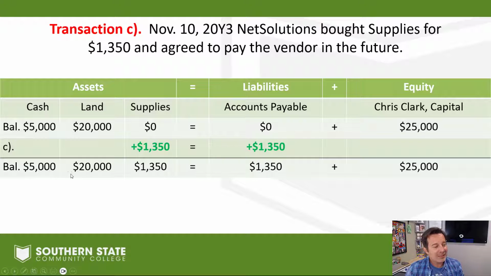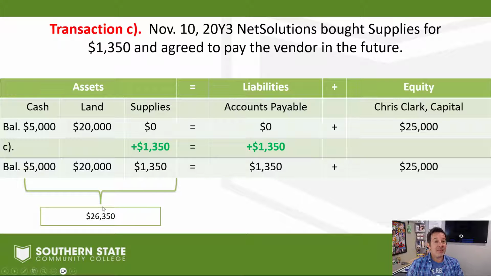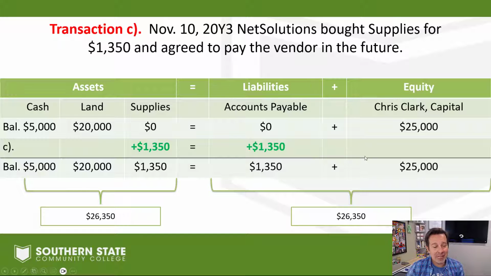And my new balances, I now have $1,350 in supplies. The cash still there, the land still there. On the other side of the equation, liabilities and equity, $1,350 and $25,000. I've got $26,350 on the asset side if I add everything up. And if the accounting gods are smiling on me, on the other side of the accounting equation, liabilities and equity will also equal $26,350. Assets equal liabilities plus equity. Not to beat a dead accounting horse, but every transaction, the accounting equation is in balance.